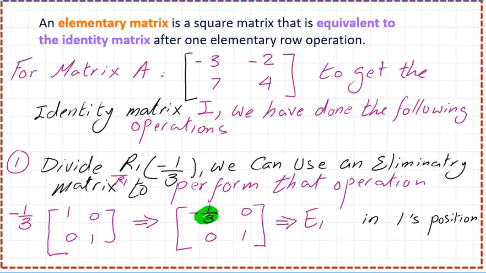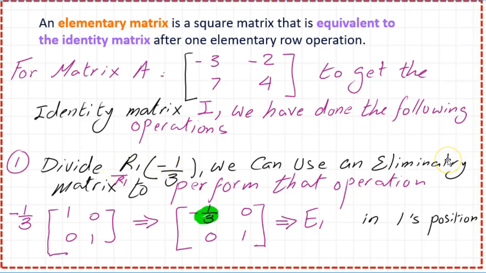Our idea is to get the inverse of the same matrix which we started with at the beginning of this video. So our matrix is -3, -2, 7, and 4. We want to convert this matrix into the identity matrix to get its inverse. So we are going to review what were the operations that we did in order to get the identity matrix from matrix A. The first operation was dividing by -3, so R1 multiplied by -1 over 3.